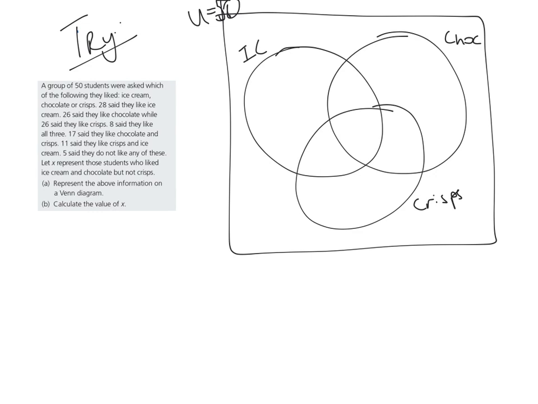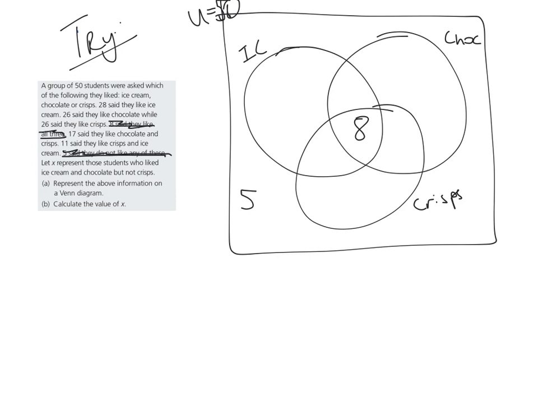Okay, first thing I'm looking out for in that sentence, or collection of sentences, is do they mention all 3? And they do. They say 8 said they like all 3. So I'm going to put 8 into the middle. We're also told that 5 said that they do not like any of these. So I'm going to put 5 on the outside straight away. So those 2 sentences are finished with now.